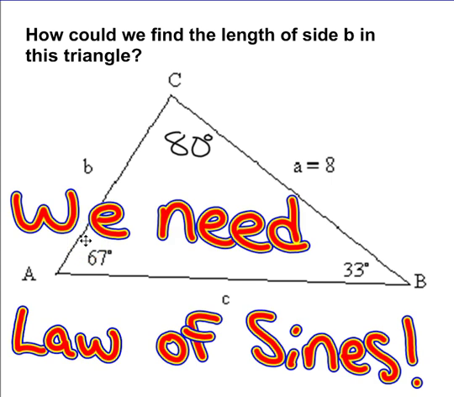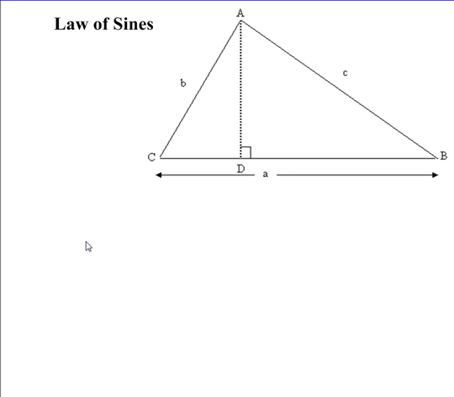We need law of sines. So we're going to learn the law of sines here. We're going to derive it. We're going to do two quick examples. Law of sines applies to any triangle, and it's useful for finding unknown sides and unknown angles. It doesn't have to be a right triangle. So let's derive it together.